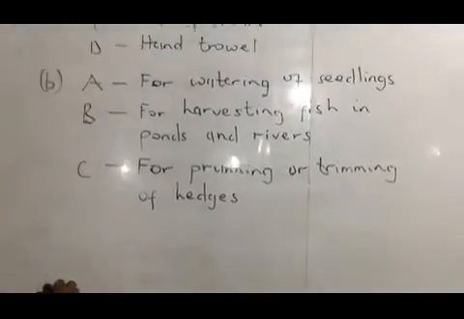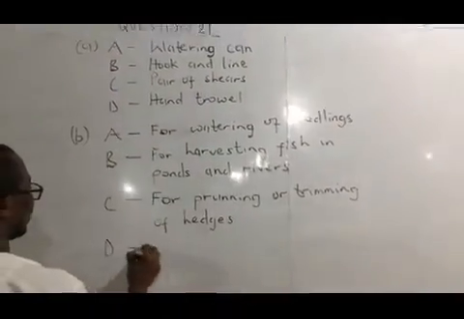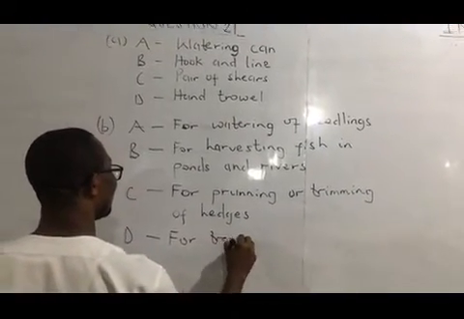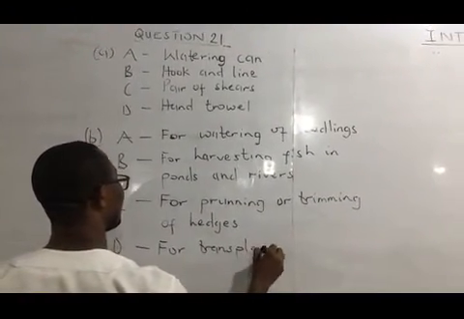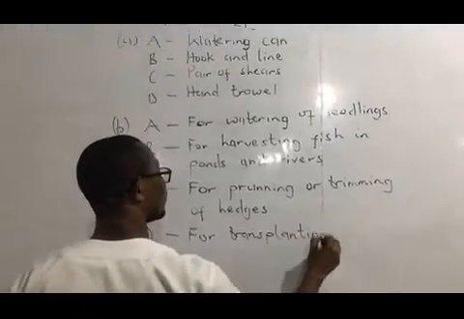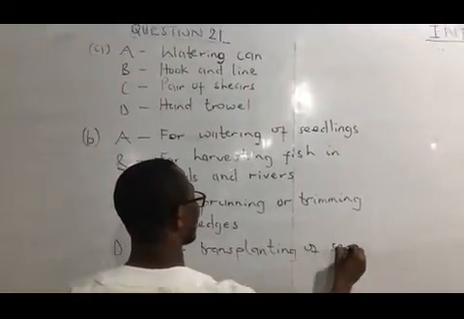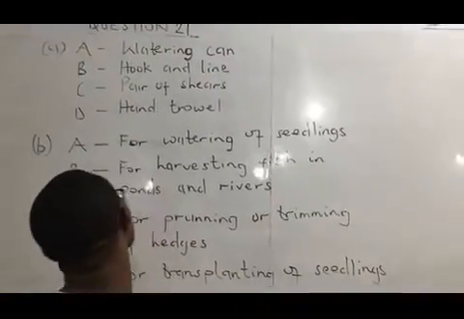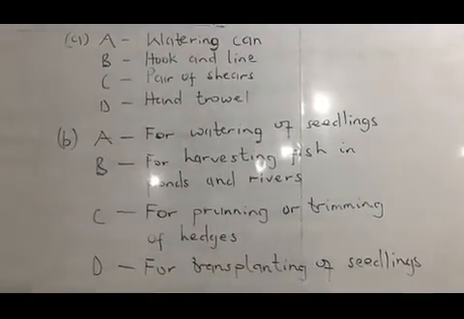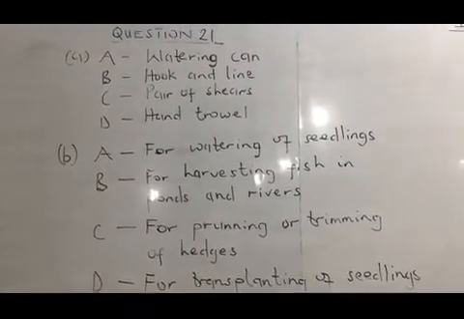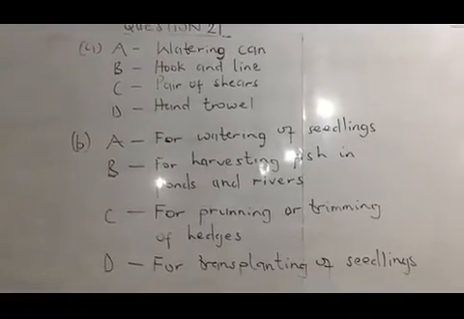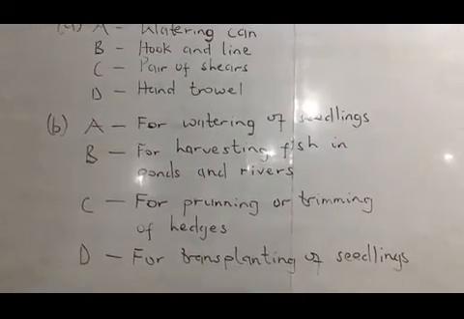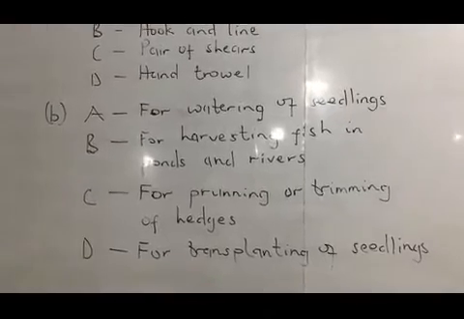And then the last one, D, hand trowel, for transplanting of seedlings. You can also talk of turning of soil. So the hand trowel can also be used for turning of soil. Okay, so these are the uses of the illustrated farm tools.